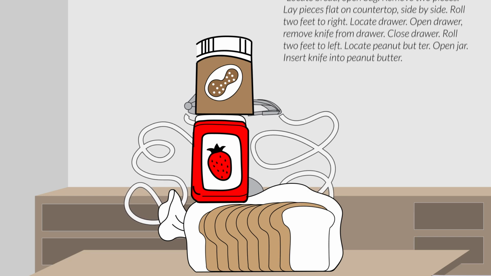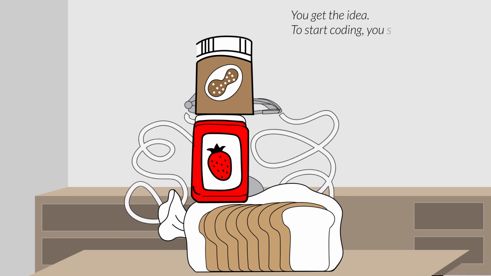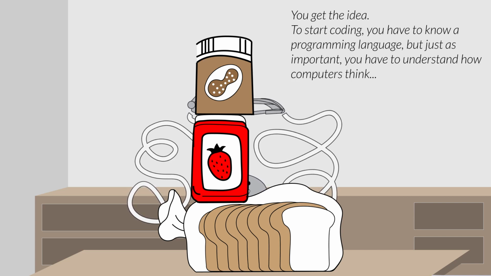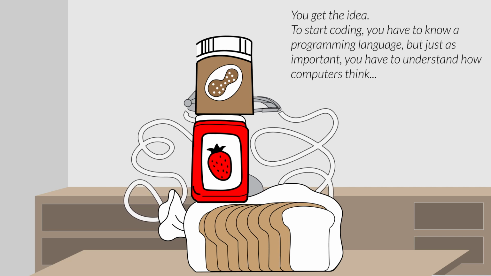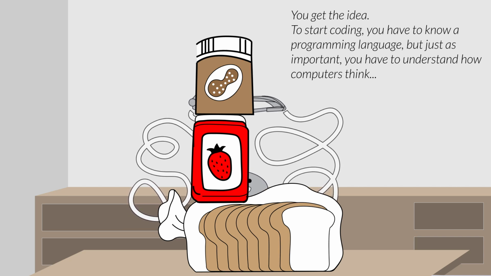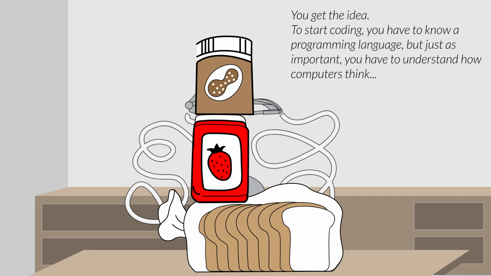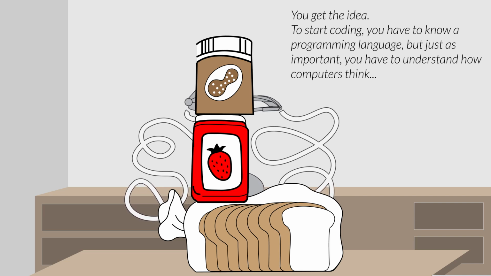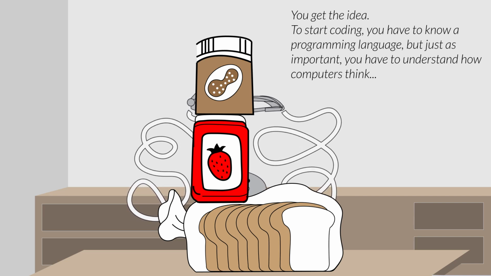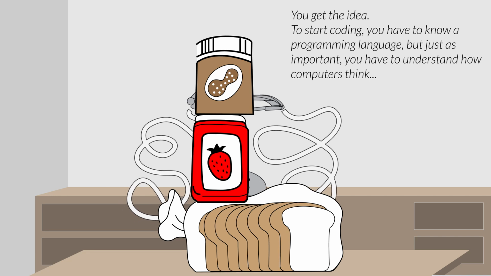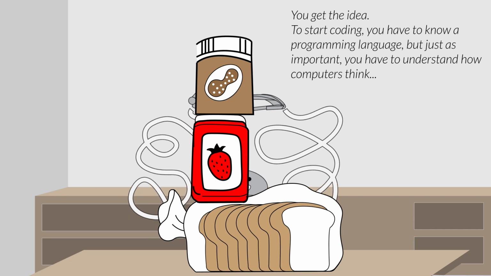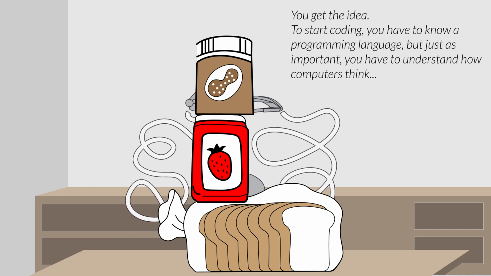You get the idea. To start coding, you have to know programming language, but just as important, you have to understand how computers think so that you can give it instructions to get it to do what you want, which basically means that you have to plan, problem solve, analyze information the way a computer does. Once you understand how computers process information, you will understand what they can and can't do. Knowing that will make coding much easier.